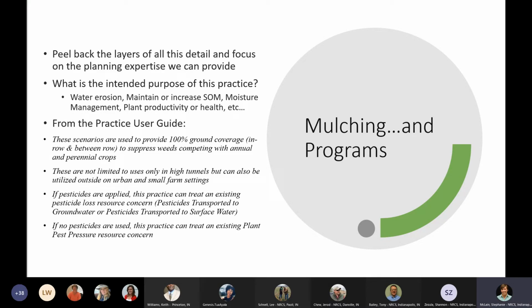But let's just stop here a second and think about pulling back the layers of all of this detail and focusing on the conservation planning efforts that we can provide. As conservation planners, the thing we want to go back to is, what is the intended purpose of this practice? If you go back into the practice standard and read about this, it lists a whole series of practices or purposes, and then it even goes into additional considerations that you can look at to help build the purposes behind this practice.